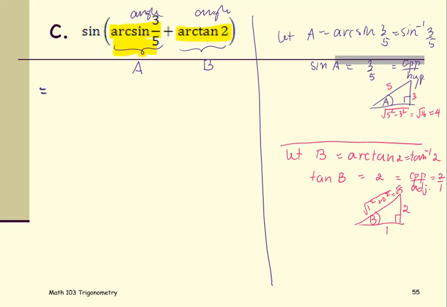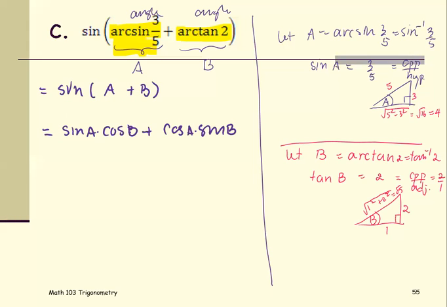If we rewrite the inverse sine of 3 over 5 as A, and the inverse tangent of 2 as B, the problem becomes sine of A plus B. That is the sum formula of the sine function. And the formula of the sum of the sine function is sine A cosine B plus cosine A times sine B. That means we're going to look for the sine of A, cosine of A, and also sine and cosine of B to replace into the expression here.